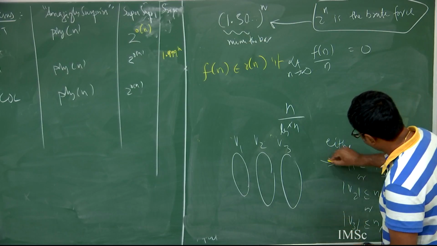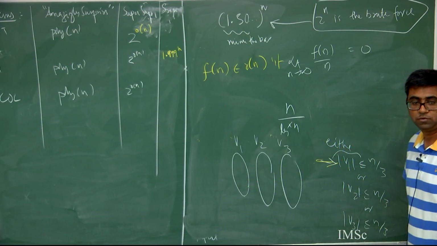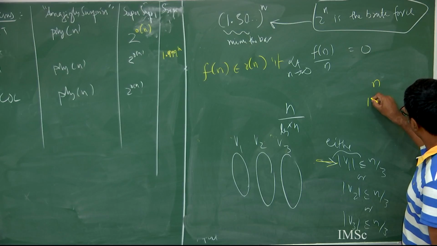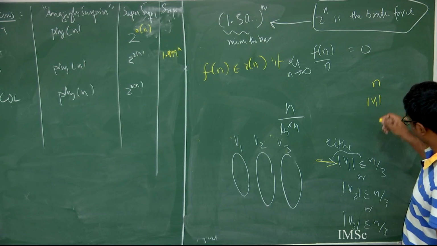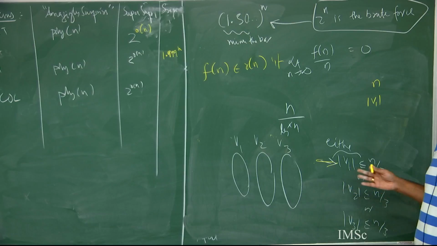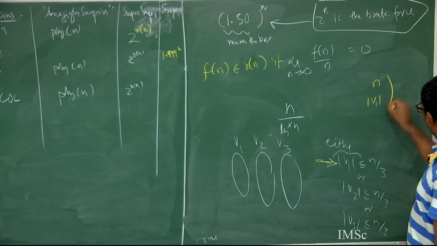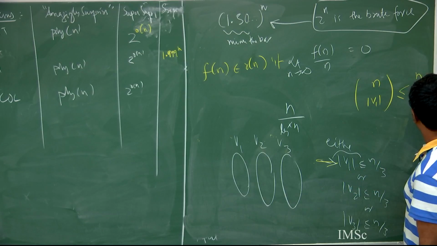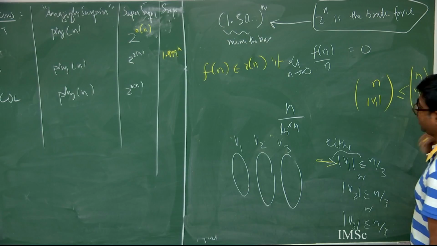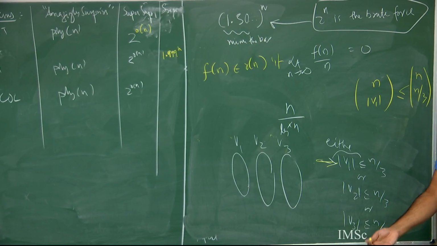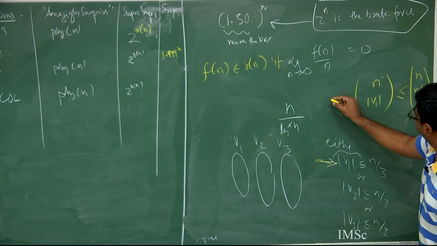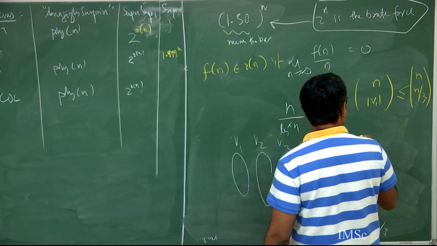Then what do I do? I guess V1. So what is n choose? I know the size is upper bounded by n by 3. I guess n choose n by 3. I check whether this is an independent set or not, right? So basically, what is my algorithm?